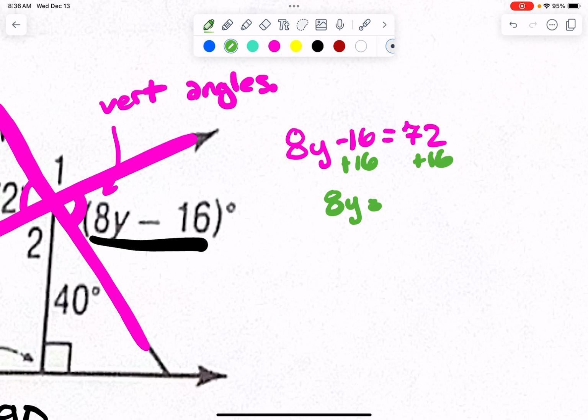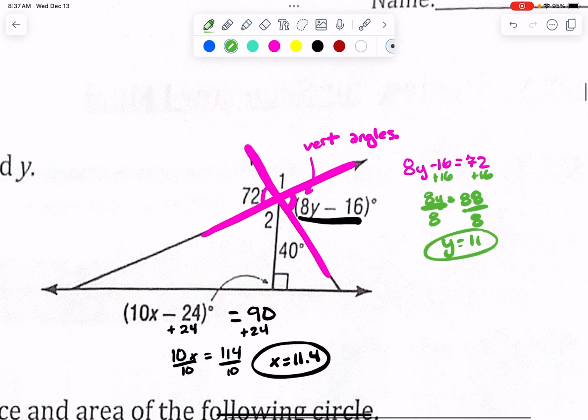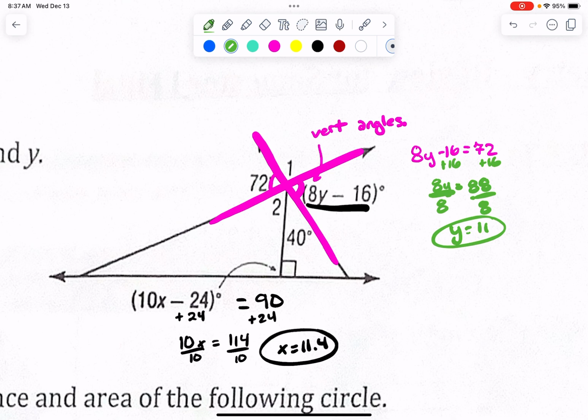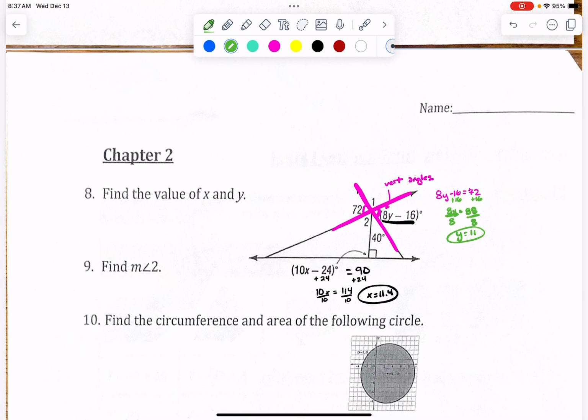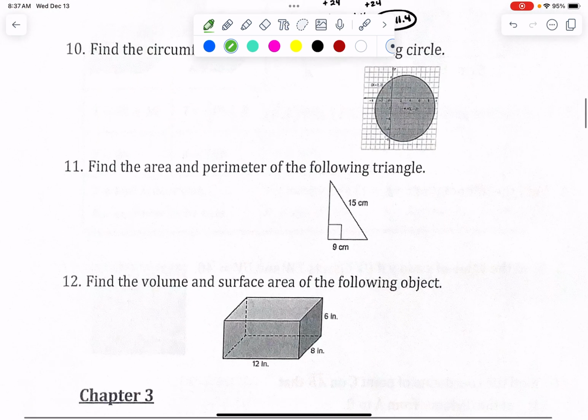8y equals, that would be 88. Hey, that comes out nice. Divide by 8y is 11. Okay, now I know I'm going through these kind of fast, so if you need to pause or do whatever you need, just do it. But there's that. Okay, all right, angle 2, we're getting close.